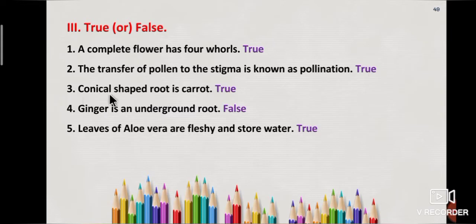Third one, conical shaped root is carrot. Yes, it is a conical shaped root. Answer is true. Fourth one, ginger is an underground root. True or false? Answer is false. Fifth one, leaves of aloe vera are fleshy and store water. True or false? Answer is true.